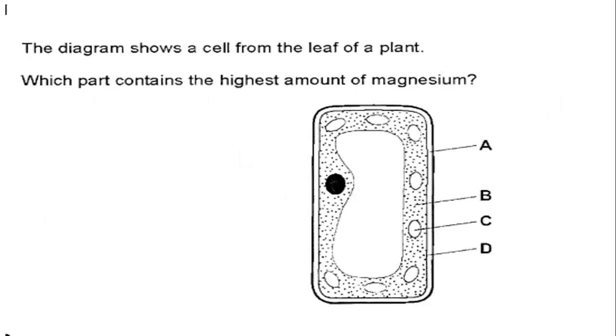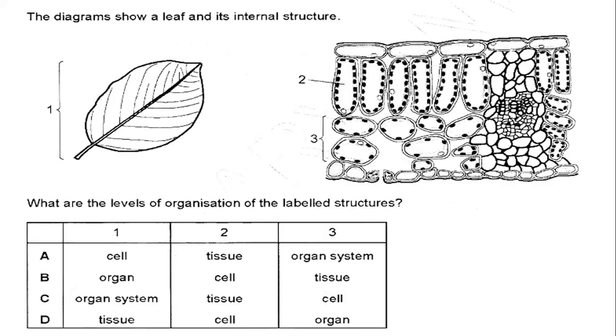Now let's see some questions. The diagram shows a cell of the leaf of a plant. Which part contains the highest amount of magnesium? It is C. What's C? It's a chloroplast, because chloroplasts have chlorophyll, and one of the main ingredients of chlorophyll is magnesium.